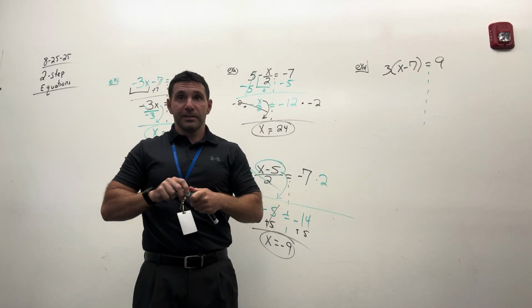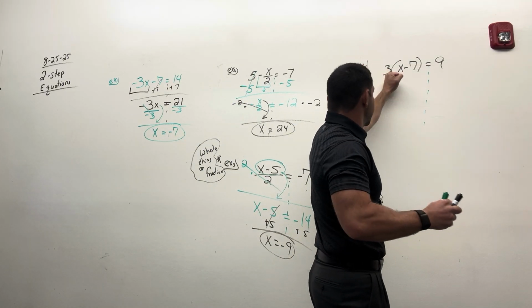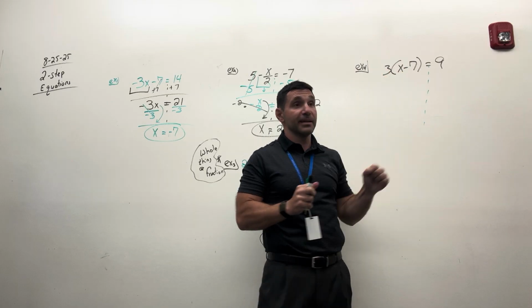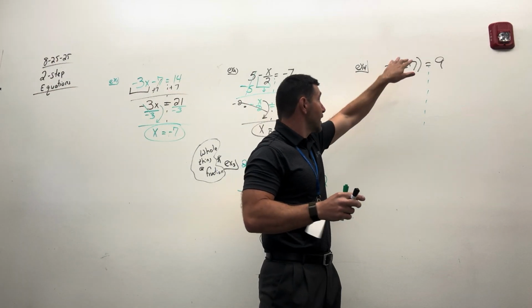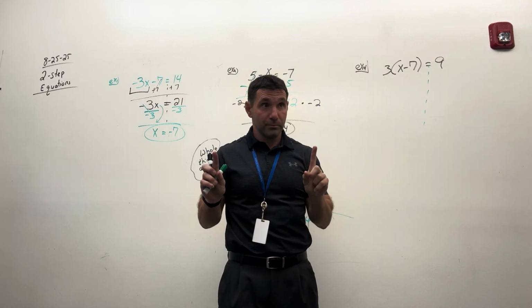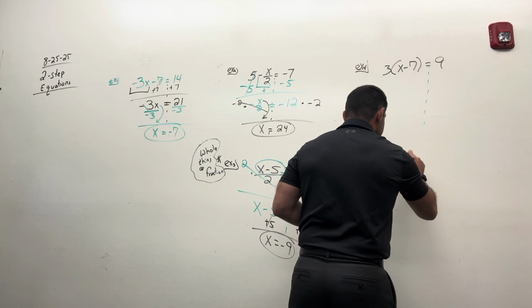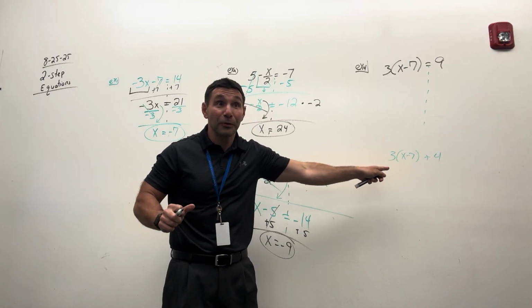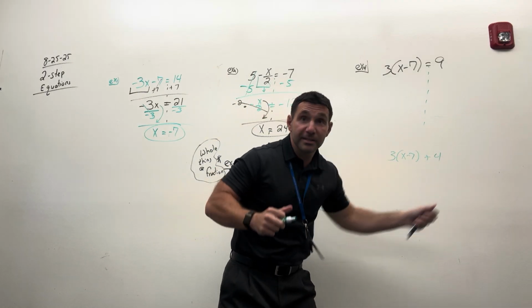In order to do this, is there anything other than this multiplication problem on that side? It is just 3 times this. There's no other constant of plus 7. It's 3 groups of this x minus 7. Mr. H, I don't know what you mean. I don't have 3 times x minus 7 plus 4. That's different. Notice how it's 3 groups of this plus something else.